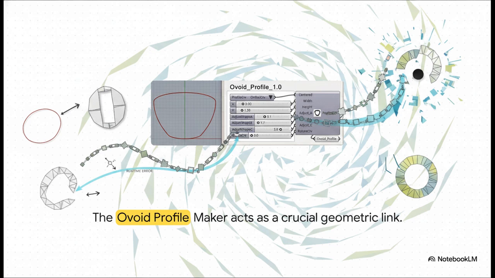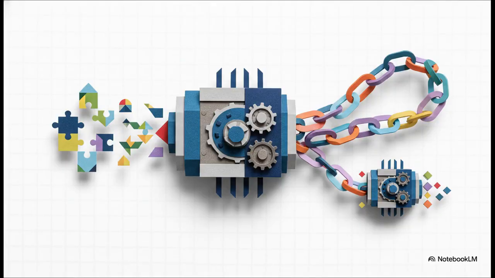If you somehow fail to connect this profile maker properly to your ring rail, well, your data basically just falls into a digital void. The whole algorithm shatters and throws a runtime error right in your face. The parametric handshake between these links has to be completely flawless. Every curve needs to know exactly which curve it's inheriting its momentum from. No exceptions.